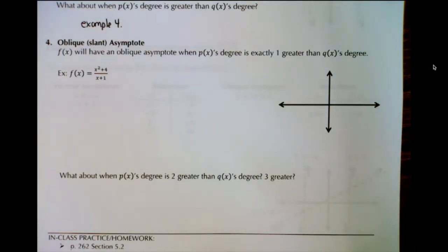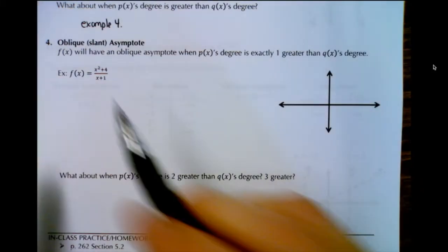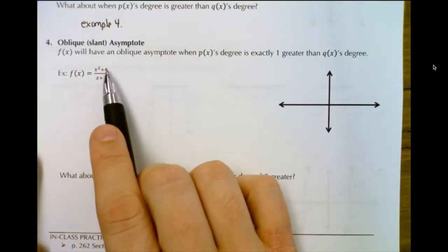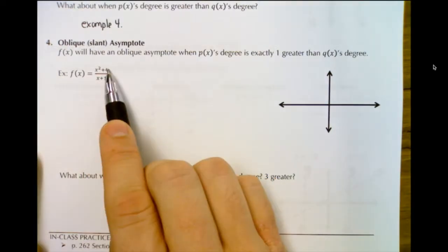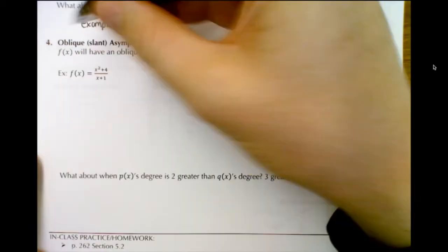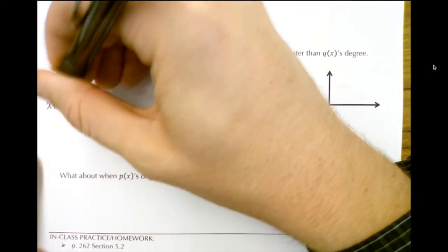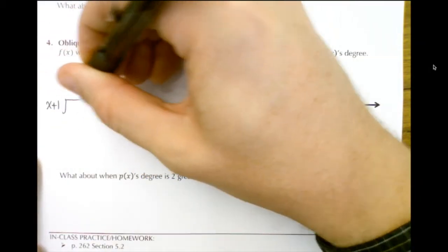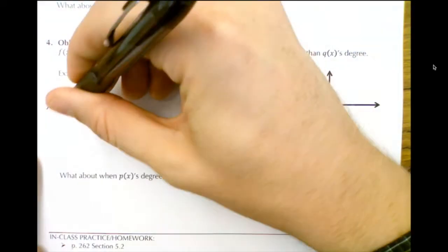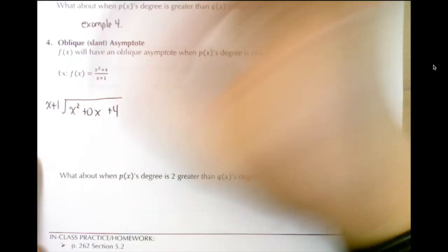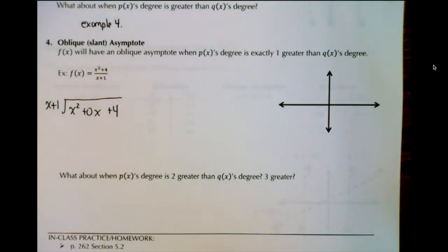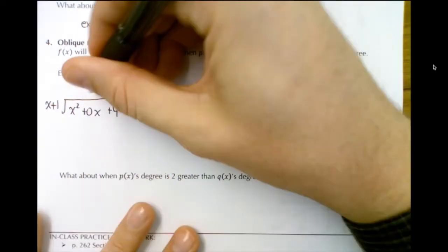So how do we figure out what the equation of the oblique asymptote is? Well, we actually do polynomial division. So if we have a rational function where the degree of the top is bigger than the degree of the bottom, this is a degree 2 over degree 1, we would do some polynomial division. We would do x plus 1 divided into x squared plus 4, and of course we need to insert a placeholder because we're missing our x term. And then we do our polynomial division.